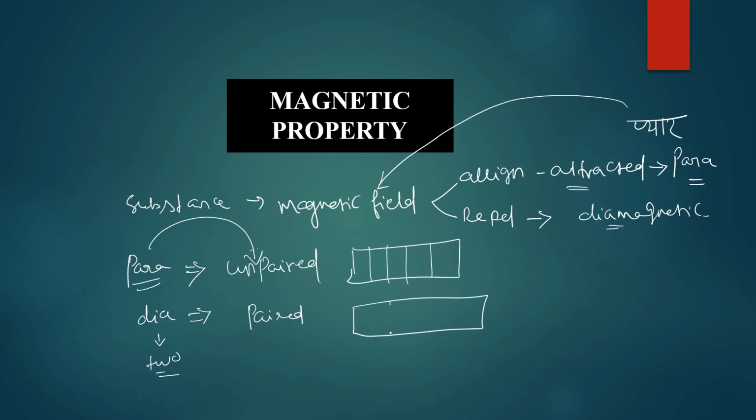This is just an example. Paramagnetic means there should be unpaired electrons, either one or more unpaired, while others may be paired. Diamagnetic means all the electrons will be paired, so there are no unpaired electrons. So this exhibits paramagnetism, and this exhibits diamagnetism. So this is about the magnetic field.